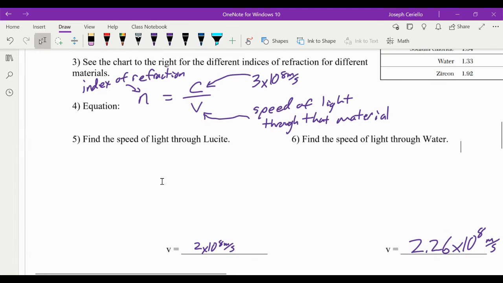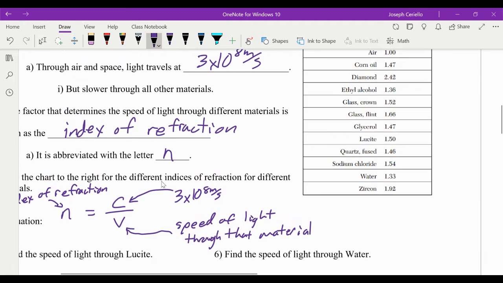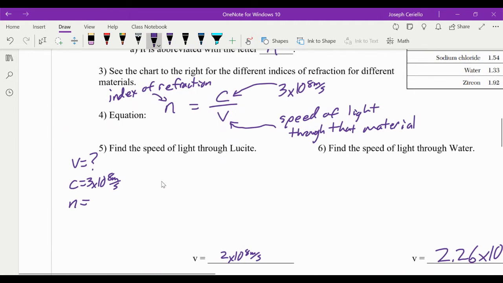So let's find the speed of light in lucite. What we are looking for is v. That is our unknown. c is going to be 3 times 10 to the 8th meters per second. And n is going to be our index of refraction of lucite, which if we look here is 1.50. So let's use n equals c over v. 1.5 equals 3 times 10 to the 8th. I'm going to leave the units out just because we have them already, over v.